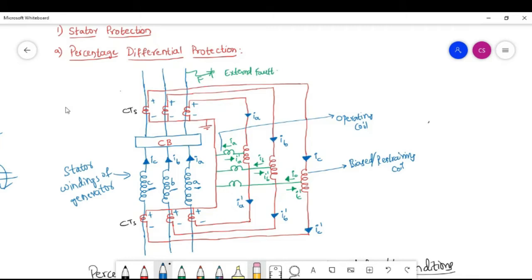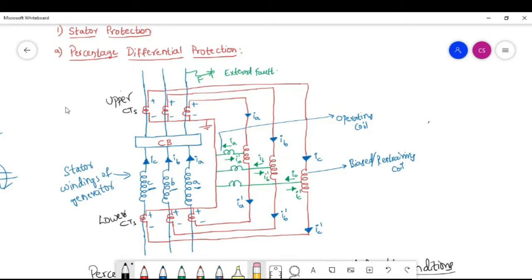For this stator winding of a generator, at the starting point we use three CTs, which we call lower CTs, and at the ending point we use another set of CTs called upper CTs, because we have drawn the diagram vertically. If you draw the diagram horizontally, then these are the sending end side CTs and the remote end side or receiving end side CTs.